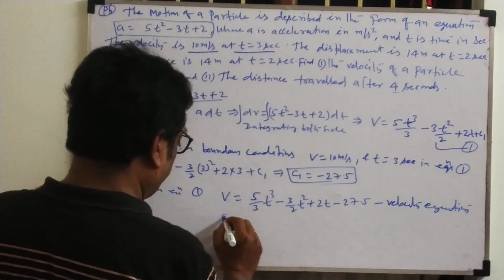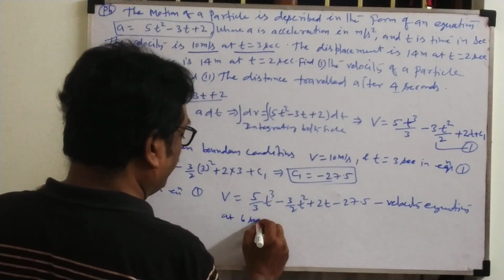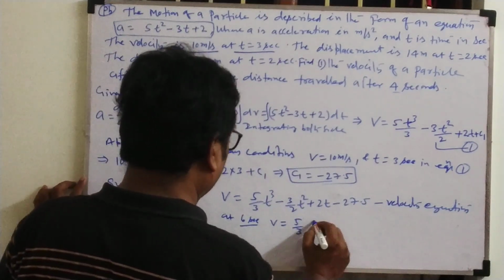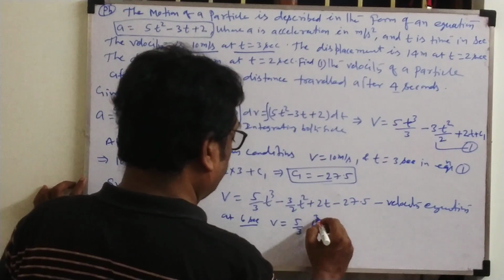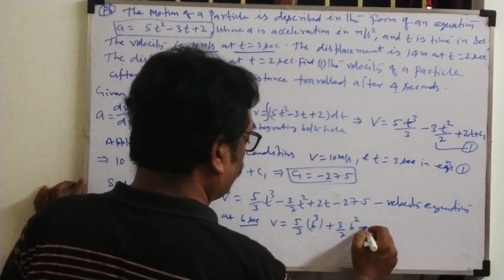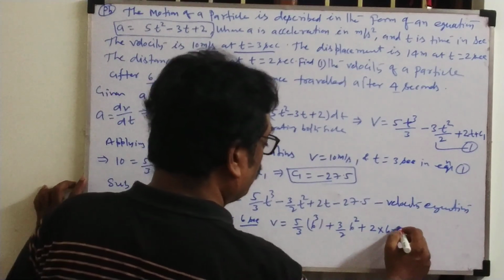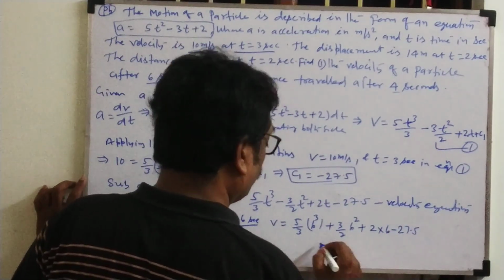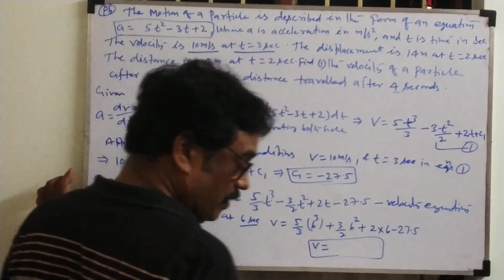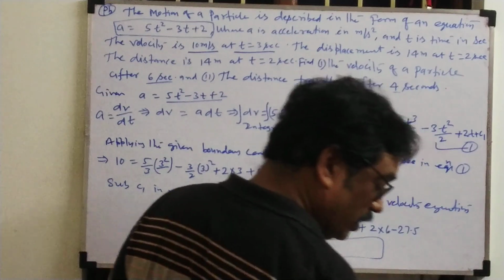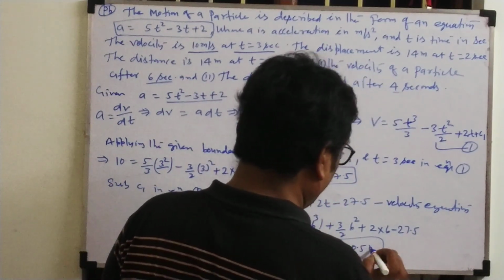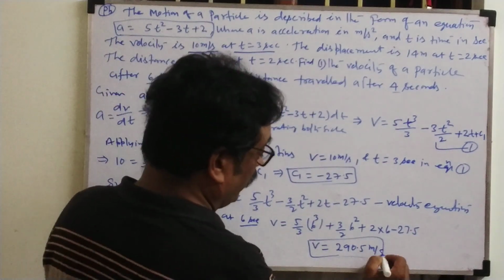So at 6 seconds, what will we get? What will we do here? Velocity is equal to 5 by 3 times 6 power 3, minus 3 by 2 times 6 square, plus 2 into 6, minus 27.5. You will get the velocity here. This will be the answer for the velocity: 290.5 meter per second.